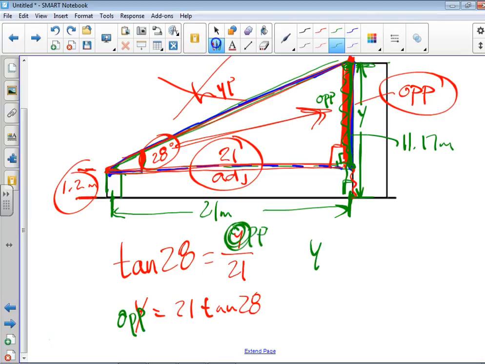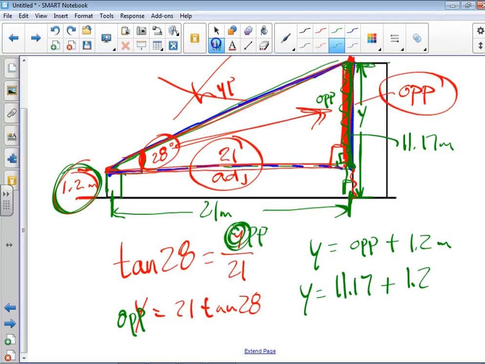Now to get y, it's going to be that opposite side that I just found plus the 1.2 that I started from. And so the total height of the building is going to be 11.17 meters plus 1.2 meters. And that's going to be 12.37 meters. Okay.